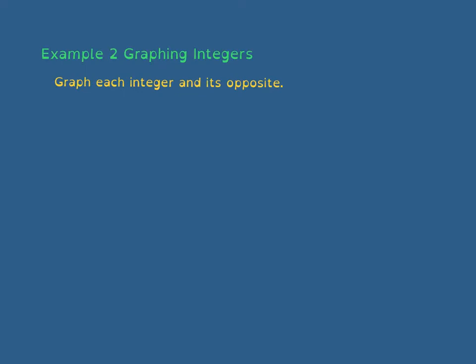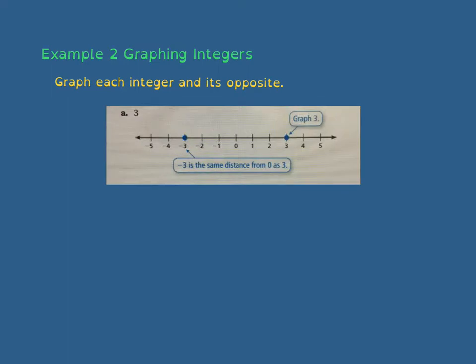Example 2 is graphing integers. So we're going to graph each integer and its opposite. So our example gives us 3. So if on a test it said graph each integer and its opposite and it gave you 3, we would start off with drawing out a number line, and we would make sure that we always start 0 right here in the middle. So we'd start right here in the 0. And if we're graphing 3, we're going to go this way at least a couple extra, so we went to 5. And this way we would go negative a couple extra to negative 5.